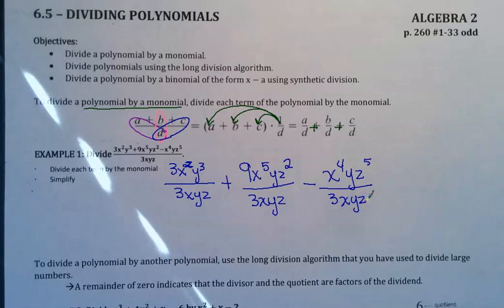Then we're going to simplify. Our 3's are going to cancel. I have x squared in the numerator and 1 x in the denominator, so one x cancels, leaving me with x to the first. I have y cubed and a y down here, so one of my y's cancels, leaving y squared. And I don't have a z in the numerator. So this term simplified is x y squared over z.